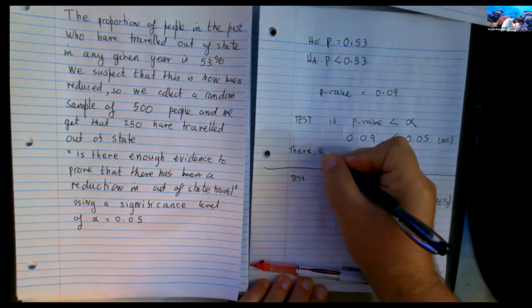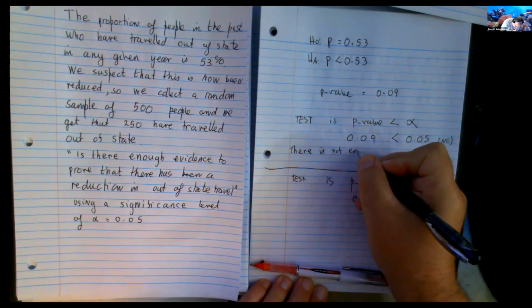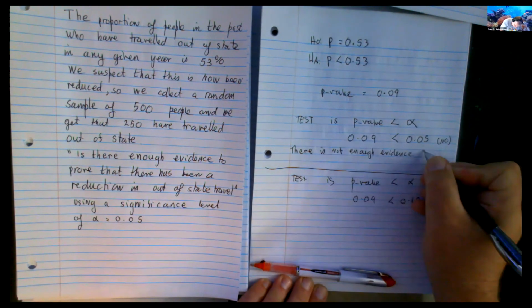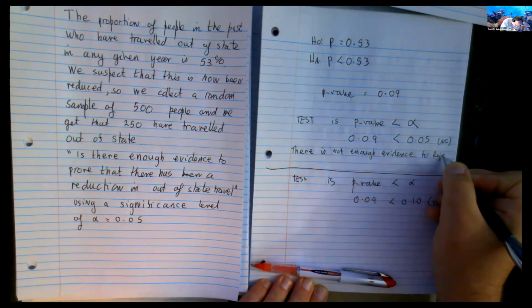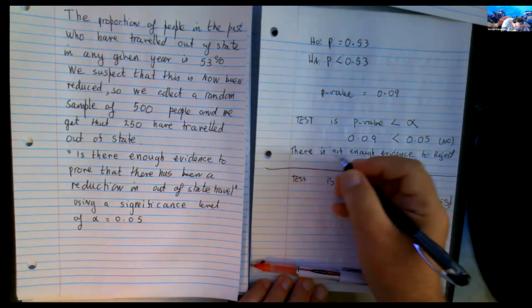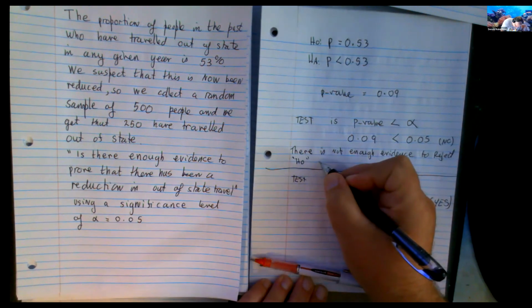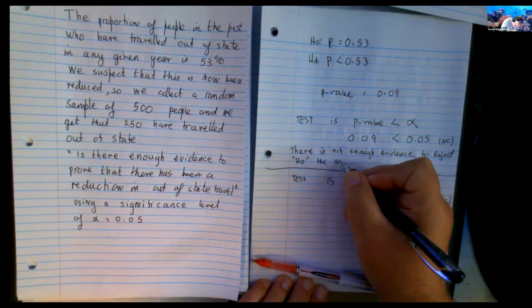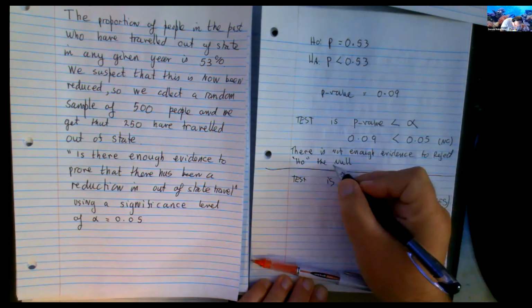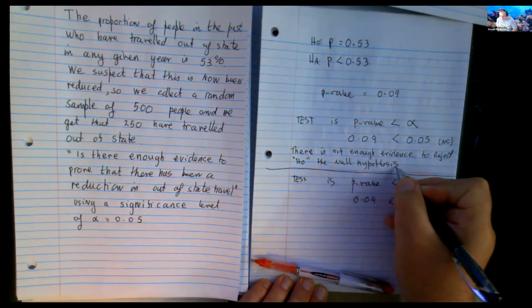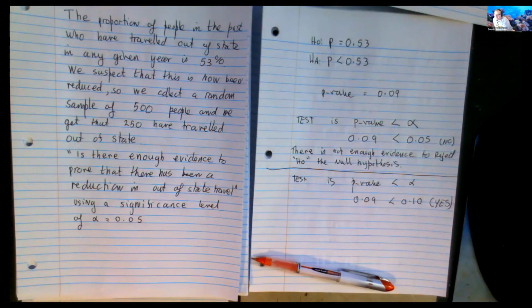There is not enough evidence to reject. Well, sometimes they just say reject H naught, and sometimes they say it in full, and they say there is not enough evidence to reject the null hypothesis. So that's your standard lawyer sentence to the end of this hypothesis test. There is not enough evidence to reject the null hypothesis.